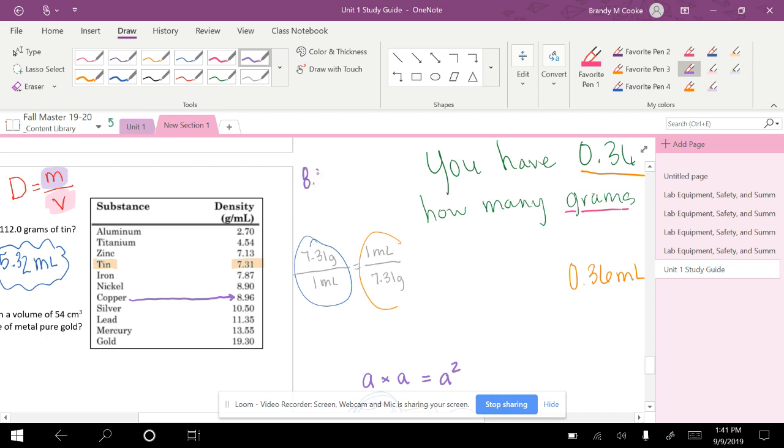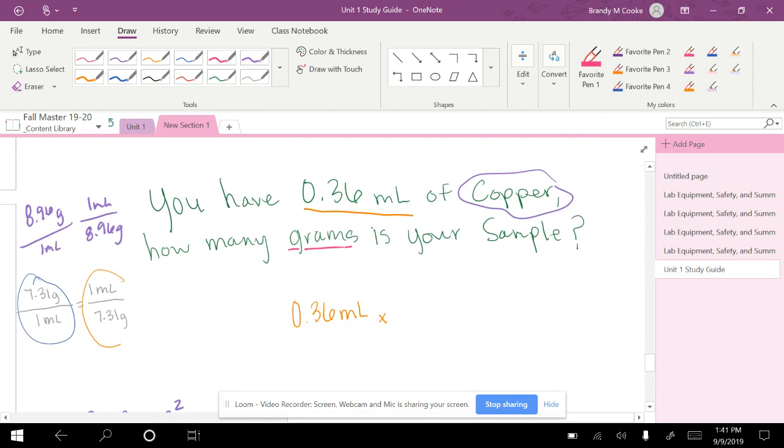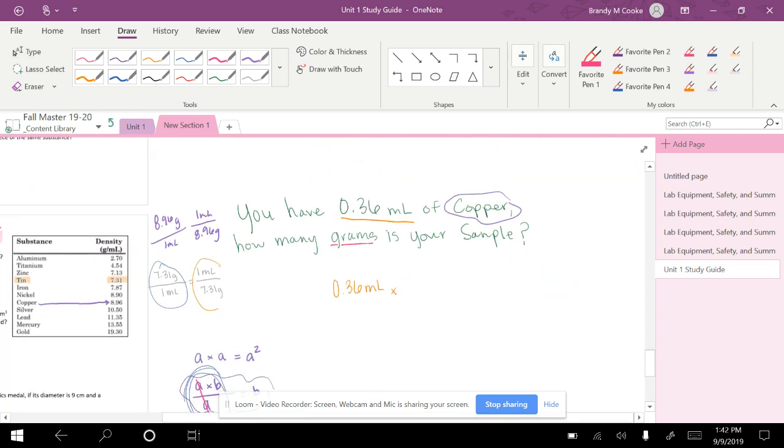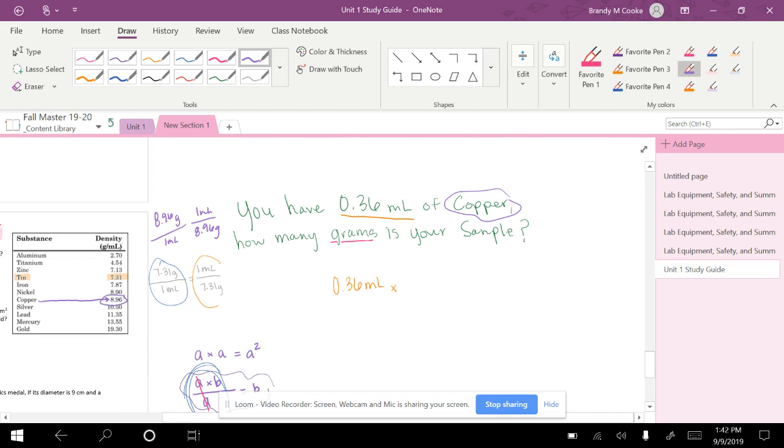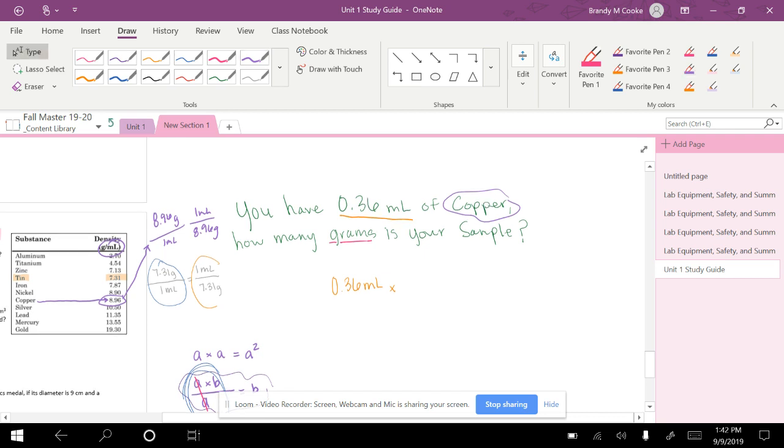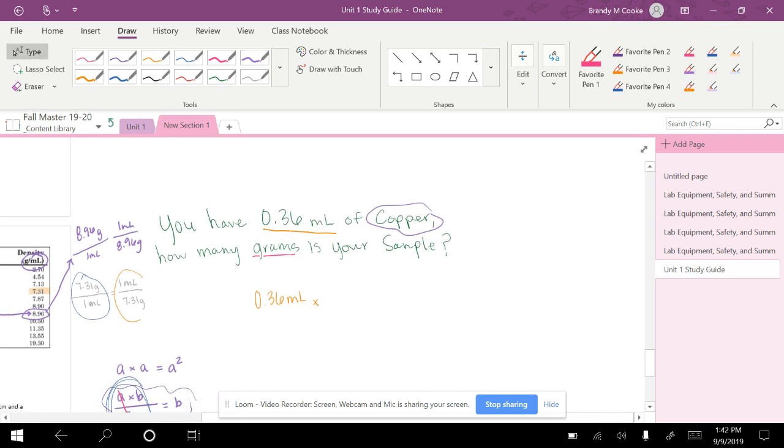So that means 8.96 grams for every 1 milliliter, or 1 milliliter for every 8.96 grams. All right. So I have my conversion factor. All I did was take this number, knowing that it's grams per milliliter, and rewrote it as a conversion factor.